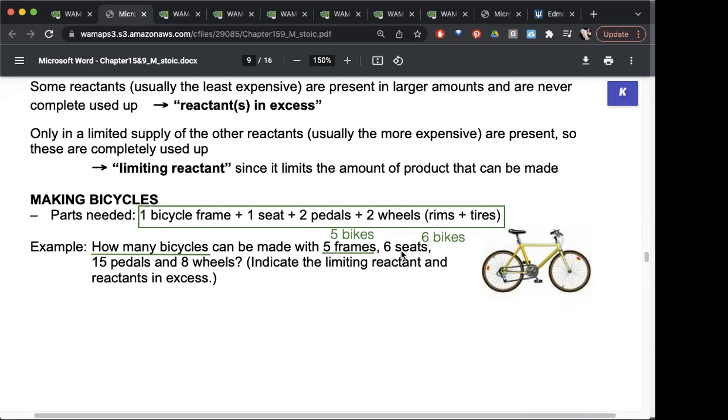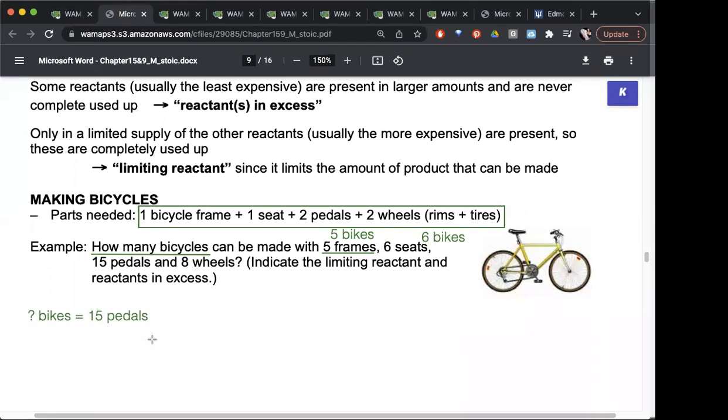So we're going to use those exact same principles for our problem solving in chemistry. It seems pretty intuitive with the bicycle, and especially with frames and seats. But as we move forward with chemicals, it can get kind of confusing. So we're going to set up the structure the same way, where I'm going to say, okay, how many bikes could I make if I started with 15 pedals?